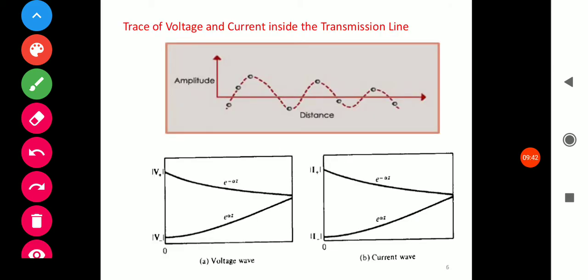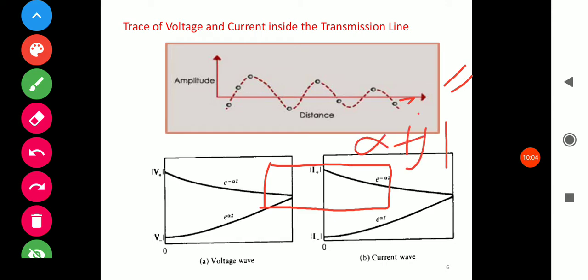So how will our values turn out? If you see V plus e power minus gamma z plus V minus e power gamma z, it is like a complex sinusoidal signal, and because gamma is alpha plus j beta, if alpha is not 0, then we'll have attenuation. That's why the sinusoidal wave is slowly decreasing.